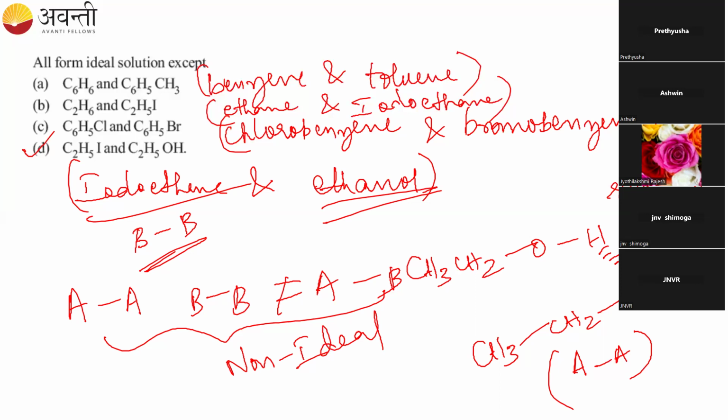Okay, students, then meet you all in the next session. Thank you so much. In the next session, mostly we will be doing colligative properties. Okay, so we will go with that.